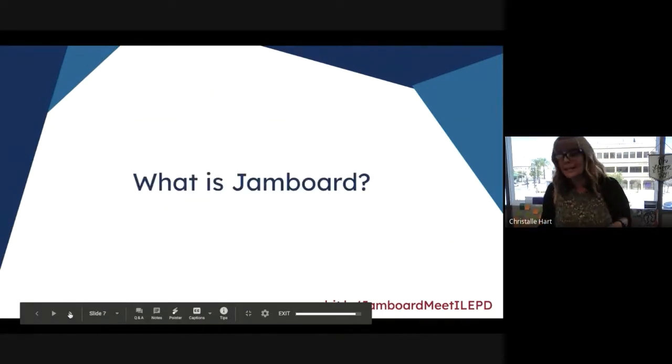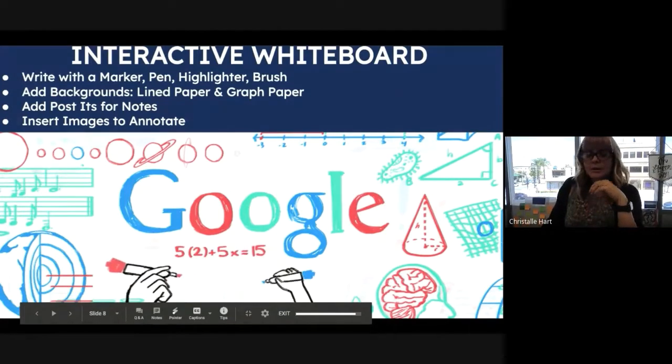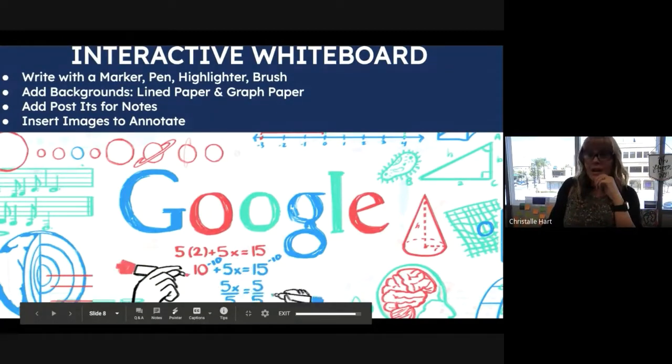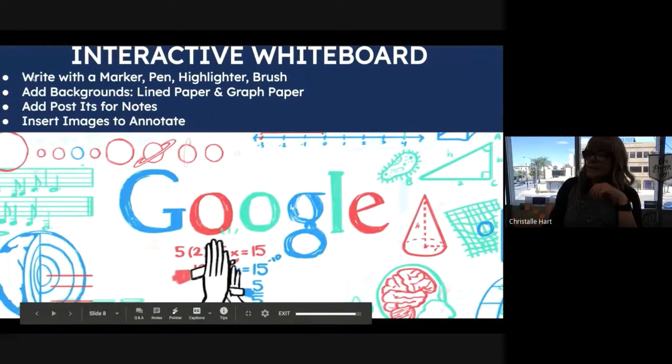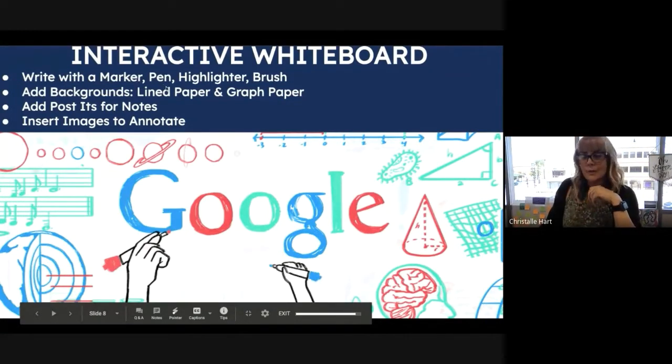All right, so what is Jamboard? Jamboard is an interactive whiteboard. It's part of our G Suite for Education tools that we have actually kind of hidden in our apps and our Drive. It allows students and teachers to write with a marker or a pen. You can use a highlighter or a brush.